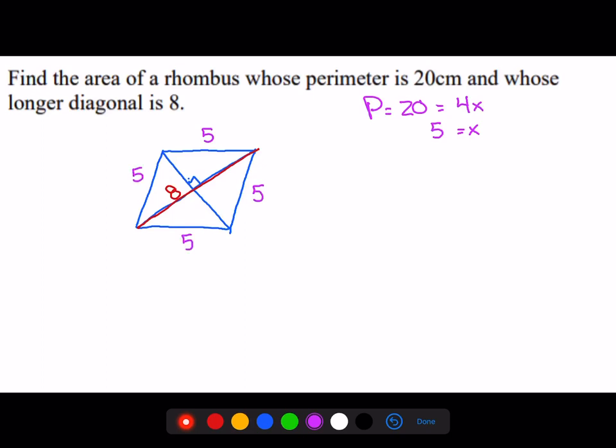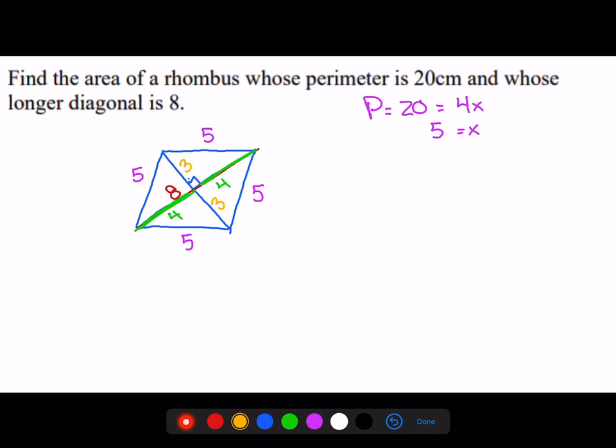Now, that also means that this must be 4, and this must be 4. So from here, I can use Pythagorean's theorem to solve for our missing sides. Oh, well, this is a nice right triangle. This is a special right triangle that we should recall. This is a 3, 4, 5 triangle. So automatically we know that these are 3. Now, if you still want to use Pythagorean's theorem, please feel free to.